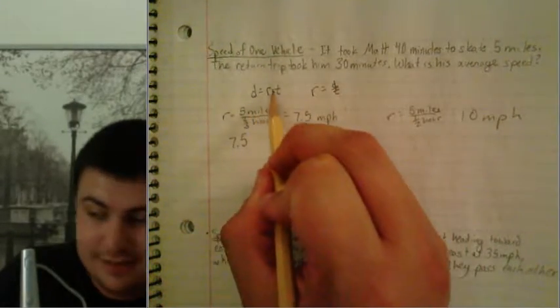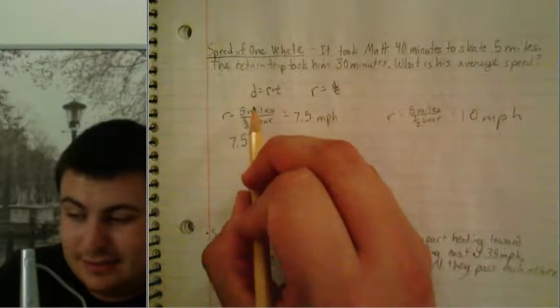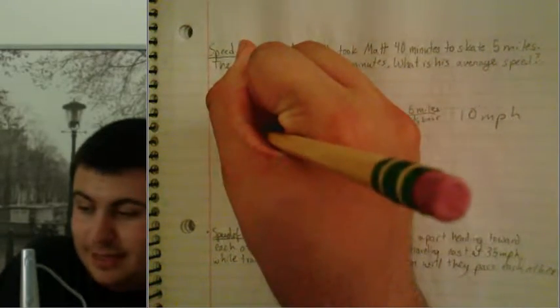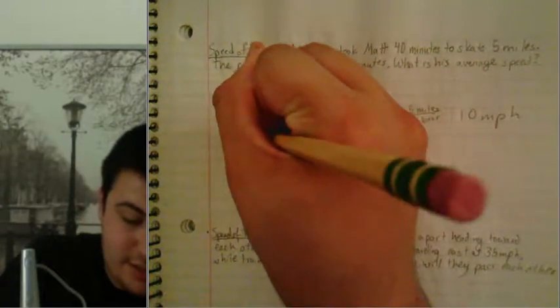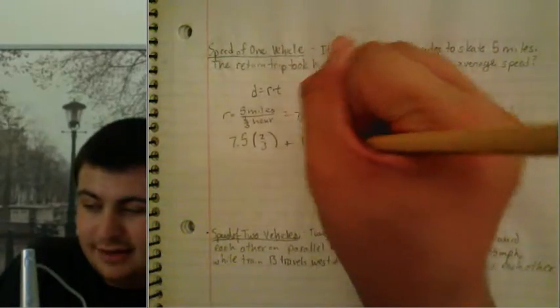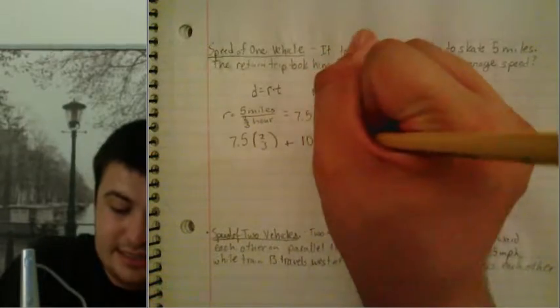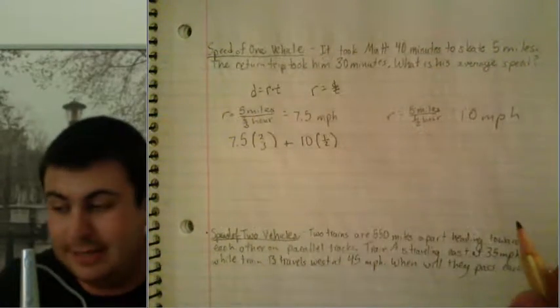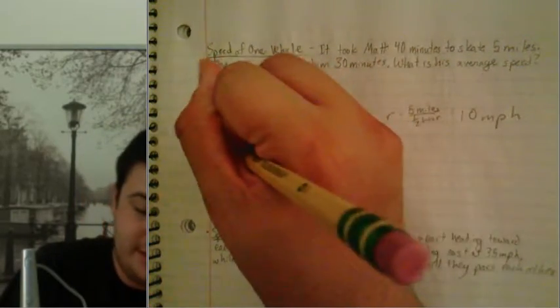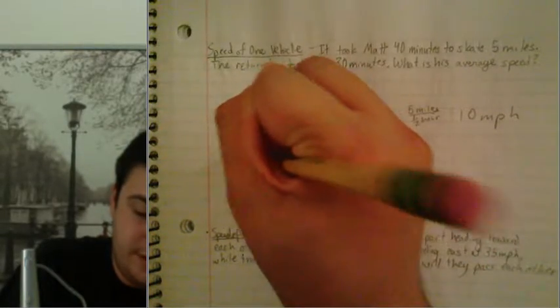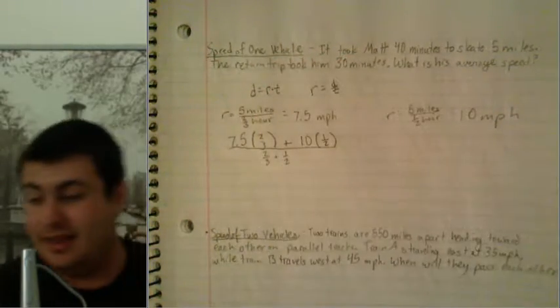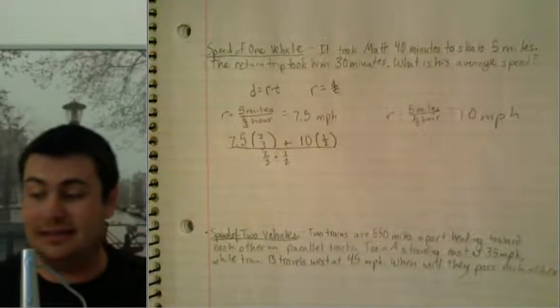If we look at distance equals rate times time, then we're going to see that the rate he was going times the time, so that took him 40 minutes, but we're going to put that as a fraction. So 2/3 of an hour, plus then his second rate, 10 miles an hour, times his second time, which was half an hour or 30 minutes. If we put all of this over the sum of his travel time, 2/3 of an hour plus 1/2 of an hour, then we can solve for his average rate.